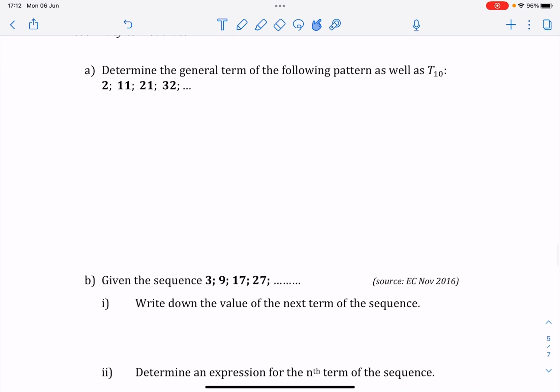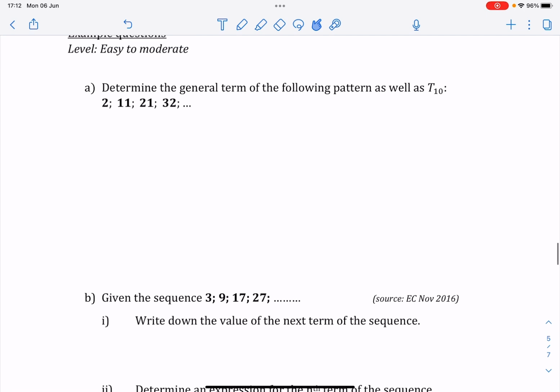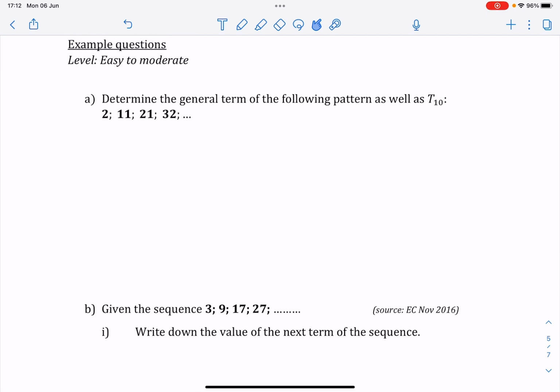So let's do some practice examples. Determine the general term of the following pattern and T10. So in a test situation, they might not tell you if it's linear or quadratic or geometric. You have to assess. So let's see.